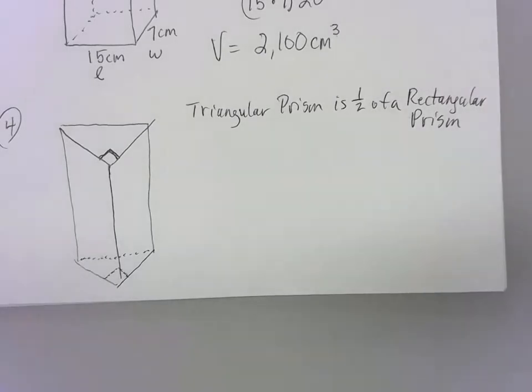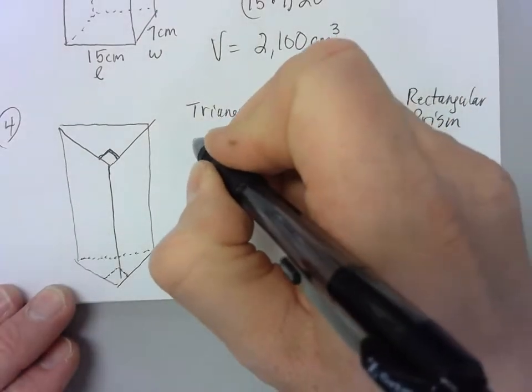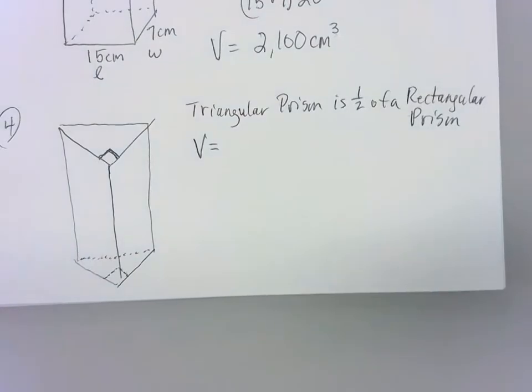So therefore, if you're good at doing rectangular prisms, like you did back on number 3, you're going to be really good at doing triangular prisms, because all you have to do is take half of it. So I'm going to show you a couple different formulas before I write any of the numbers on there, okay?